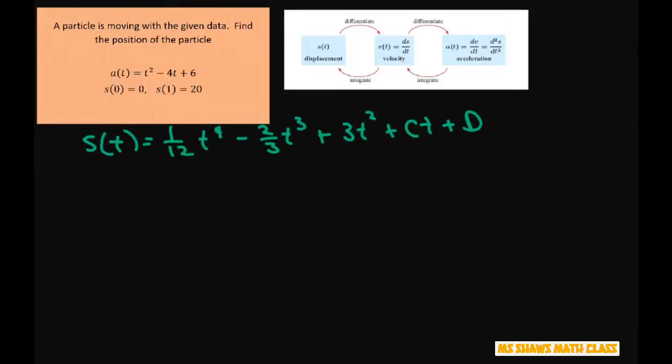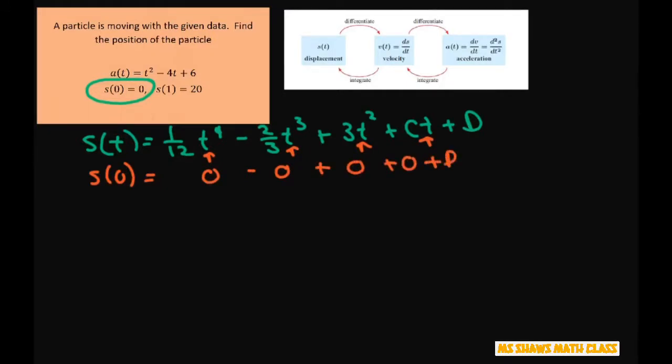Now, we know that s of 0 is 0. If I plug in 0 for all the t's here, all of these terms are going to be 0. So you get 0 minus 0 plus 0 plus 0 plus d. We know this equals 0, so d equals 0.